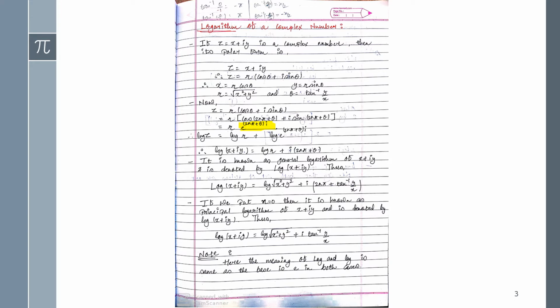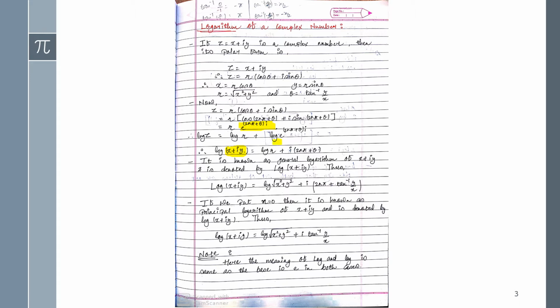Okay, so now applying log on both the sides, so that you get log z equals log r plus, since there is a multiplication between these two functions, by taking the log it will be converted into addition form. So log r plus log of e raised to 2n pi plus theta into i. Now what is z? That is x plus iy, so I have written here x plus iy. Now log r as it is, plus here the base is e only.